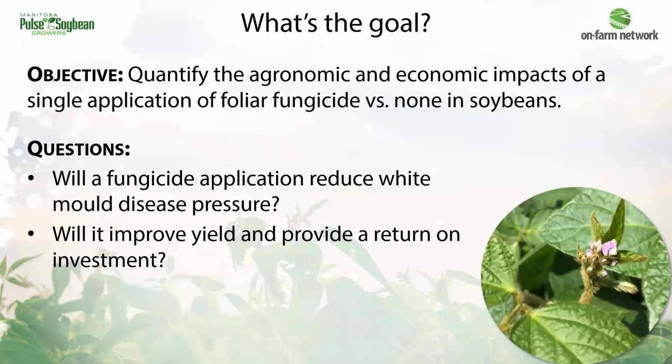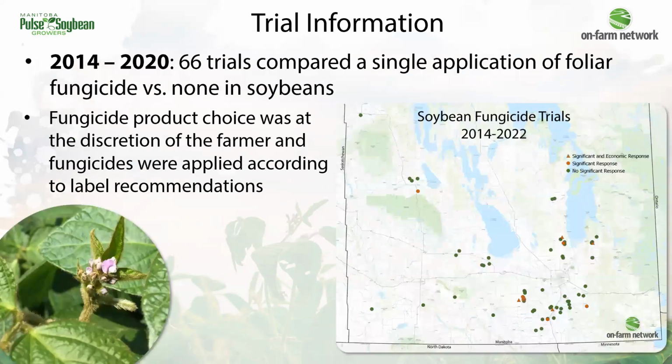With that introduction on soybean diseases, let's talk about on-farm trial results. The goal of these trials has been to assess the agronomic and economic impacts of a single foliar fungicide application versus none in soybeans. So will that fungicide application reduce disease pressure, and will it protect yield and provide a return on investment in Manitoba? From 2014 to 2020, there have been 66 trials comparing a single application of fungicide applied at flowering versus none. Product choice has been up to the farmer, and they're all applied according to label recommendations.